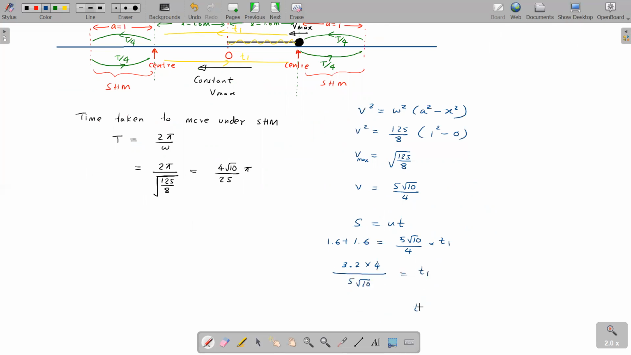Can I know how much is T1? 3.2 into 4 over 5 root 10. How much is it? We don't get an exact answer here, right? So let's leave it like this. 3.2 into 4 is 12.8. Let's leave it like this for now because this is not the final answer. When you give this in the cal, you get a decimal.